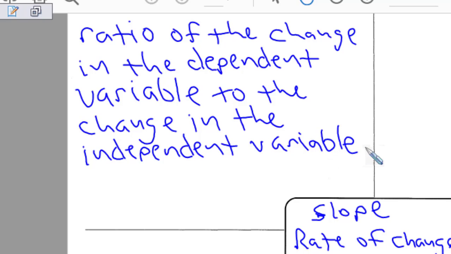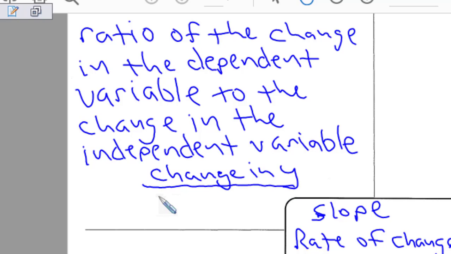If you remember from our earlier discussions, the dependent variable is really y, and the independent variable is really our x. So a way to summarize that would be to say that it is change in y over change in x. So slope is really just a ratio, right? We're comparing two numbers. How much did y change over how much did x change?